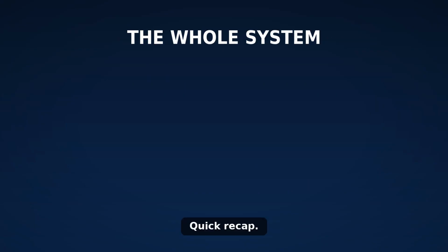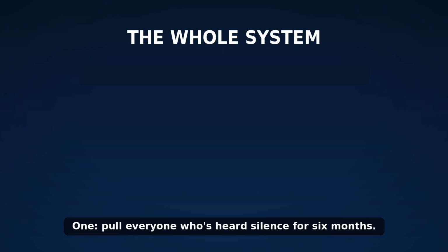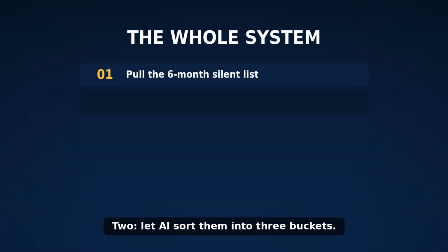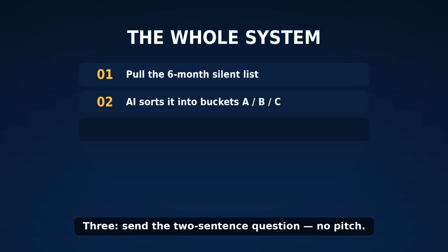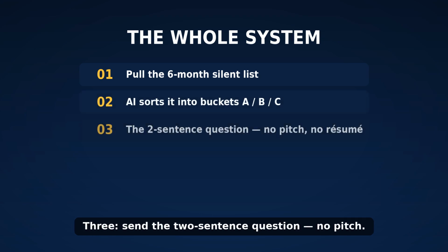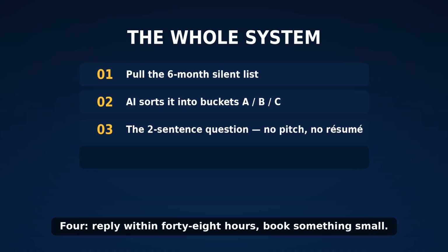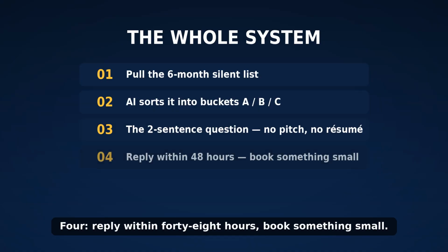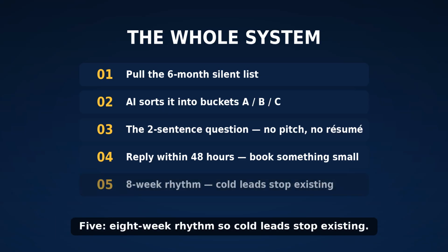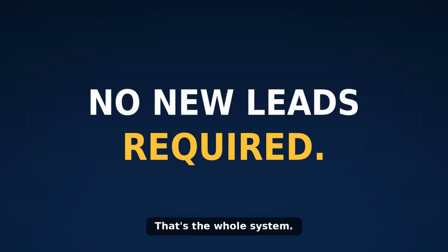Quick recap. 1. Pull everyone who's heard silence for 6 months. 2. Let AI sort them into 3 buckets. 3. Send the 2-sentence question. No pitch, no resume. 4. When they reply, respond within 48 hours and book something small. 5. 8-week rhythm so cold leads stop existing. That's the whole system. No new leads required.